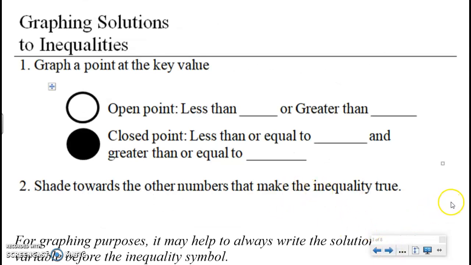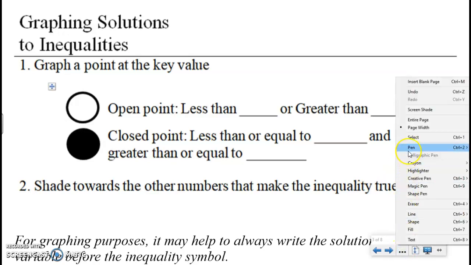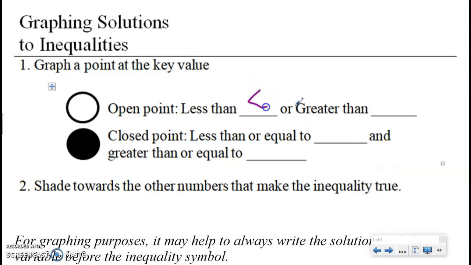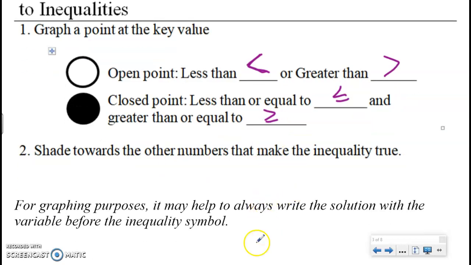Okay, again, graphing, you have an open dot if you have a less than or greater than sign. Okay, that shows that it's not equal to that point. You can't use that actual number. And then a closed point if you have less than or equal to or greater than or equal to. And then shade towards the other numbers that make it true. And to make it easier when you're graphing, put your variable on the left side and the number on the right side, and make sure you flip your inequality sign if you do that, so that it shows you which way to graph just by looking at the symbol.